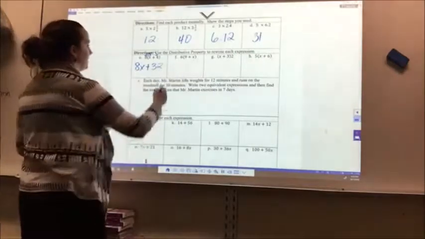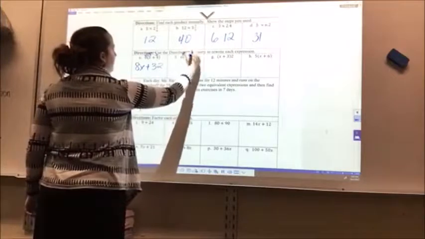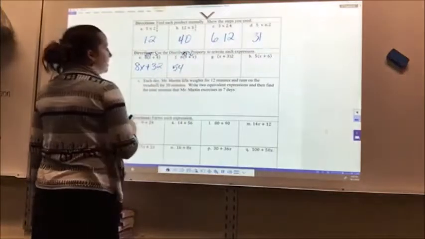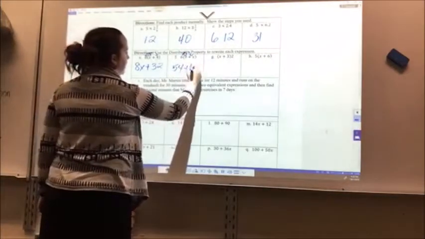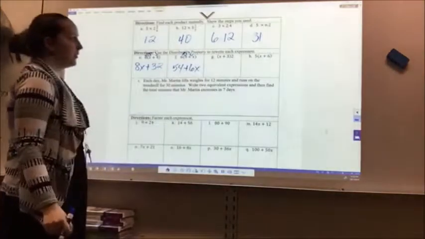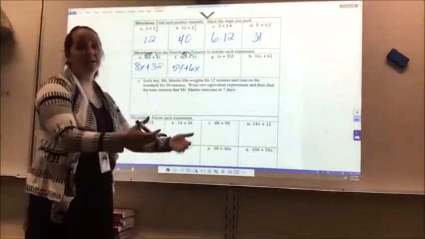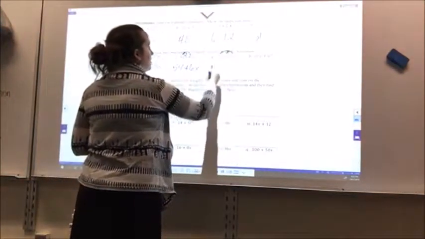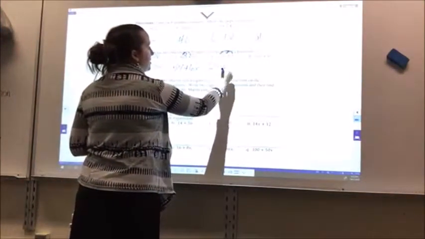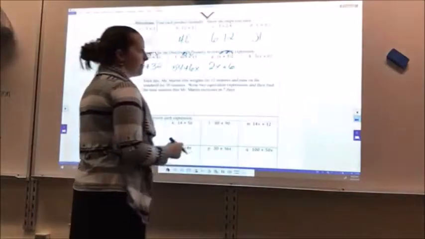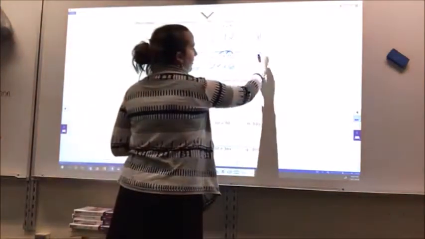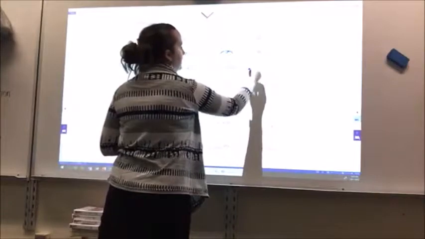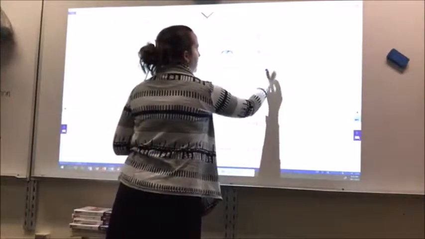Okay, same thing. 6 times 9 is 54. 6 times x is 6x. For letter G, the 2's on the other side, but I can still distribute it. Same type of thing. 2 times x is 2x. 2 times 3 is 6. For H, I have 5 times x, and then 5 times 6, which is 30.